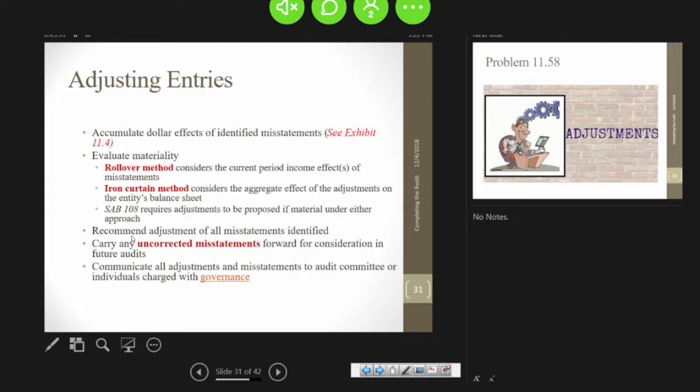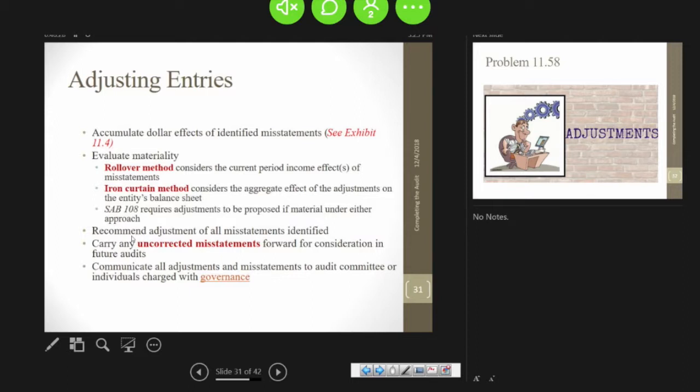And that's what we call the over-under list in some audits: the cumulative impact of the adjustments that the auditors accumulate as they are conducting the audit. So there are two methods. If you take a look at Exhibit 11.4, there's the rollover method, which considers only the current year income effect.